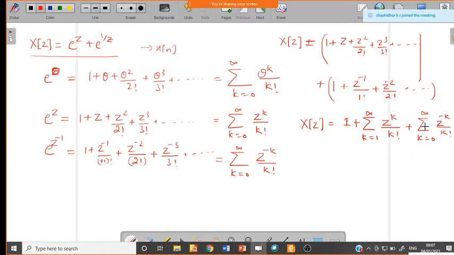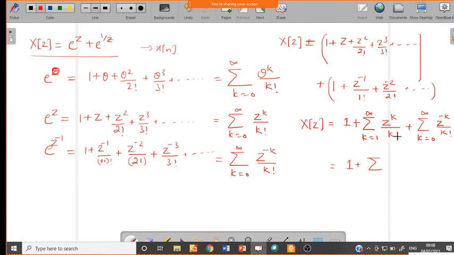Now you can see here it is varying from 0 to infinity, and this is varying from 1 to infinity. So now I can write this one from minus 1 to minus infinity, where I change the z power into minus, and minus k factorial.